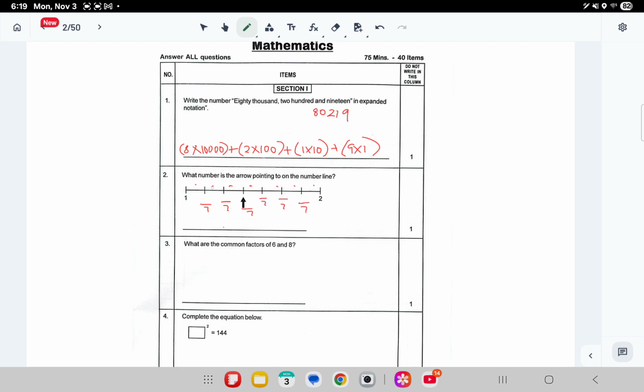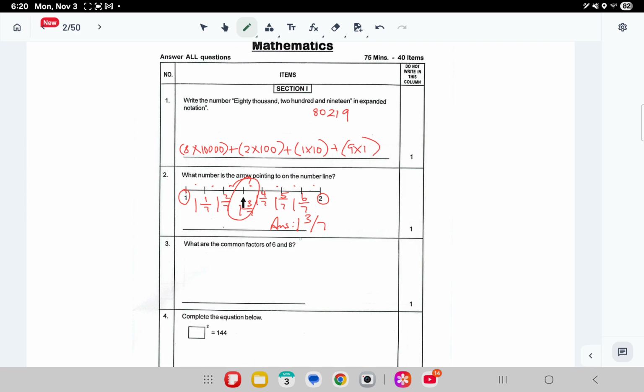Alright. So we know now that it starts at 1. So all will have a whole number of 1 in front of them. And now we could count in a proper sequence. So this will be 1 7, 2 7, 3 7, 4 7, 5 sevens, 6 sevens, and this here will be 1 and 7 over 7, which is the same as 2. Alright, so the arrow is pointing to 1 and 3 sevenths.